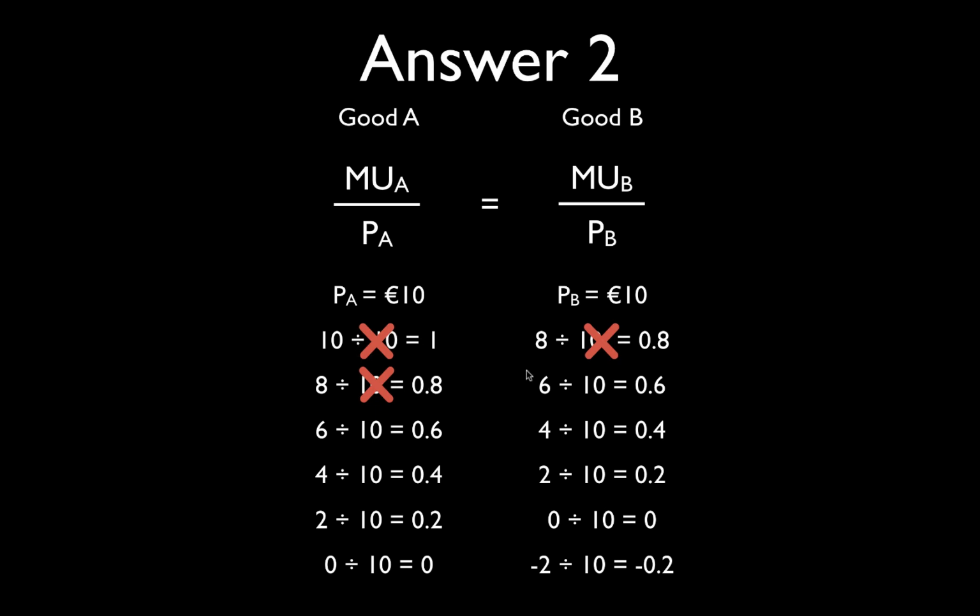Now, again, as I said, we are fulfilling this requirement here, which is the equi-marginal principle, or the law of equi-marginal returns, because the marginal utility divided by the price, which is 0.8 here, is the same as the marginal utility divided by the price, which is 0.8 here.